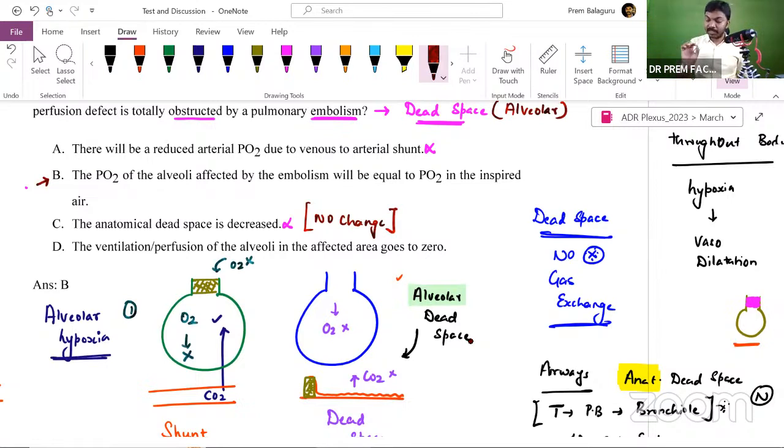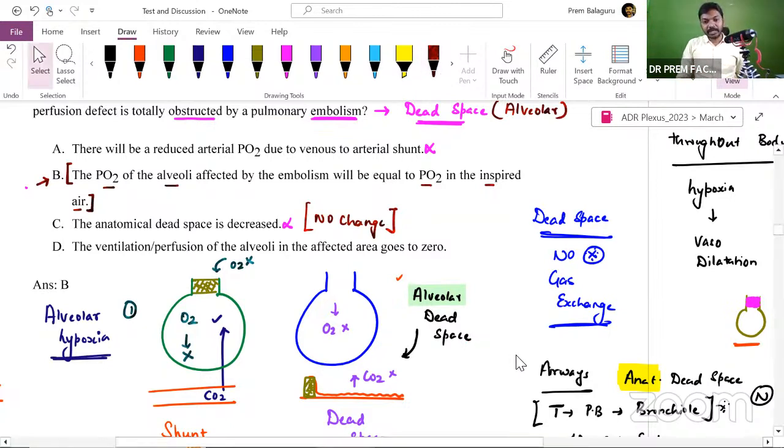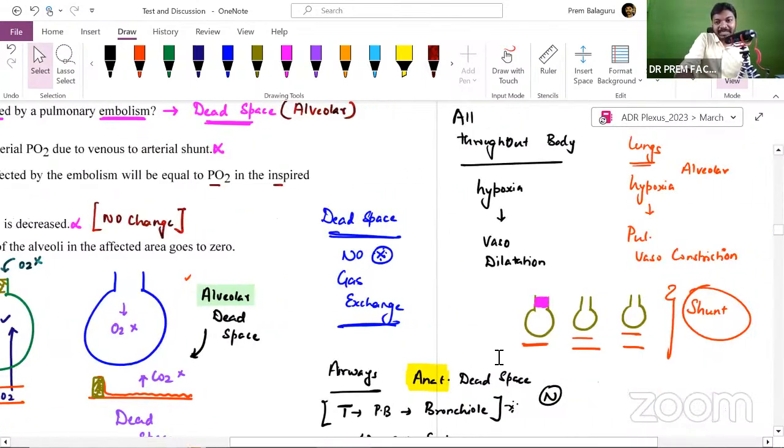People, remember this. This is an exact question that has been asked in a previous year INICET paper, ventilation perfusion ratio. Option B is something that we got from previous year question papers and previous year candidates who took the exam and gave this option. There is a slight catch here. The PO2 of alveoli affected by embolism will be equal to PO2 in inspired air. This needs to be understood a little bit. Even though this is the best option for the question, it is not exactly right.